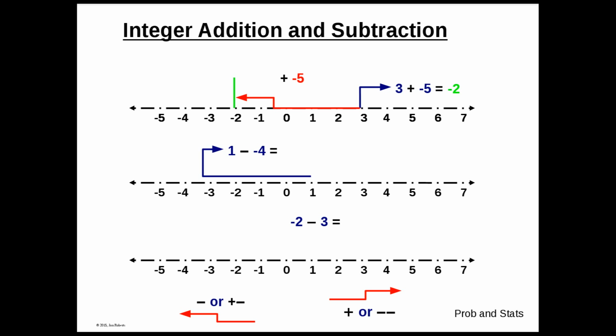1 minus negative 4 will start at 1. Minus a negative will move in a positive direction. Adding 4 to 1, we will arrive at 5. This may seem counterintuitive, where two negatives equal a positive.